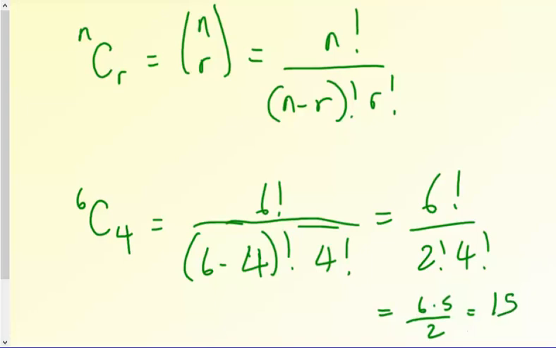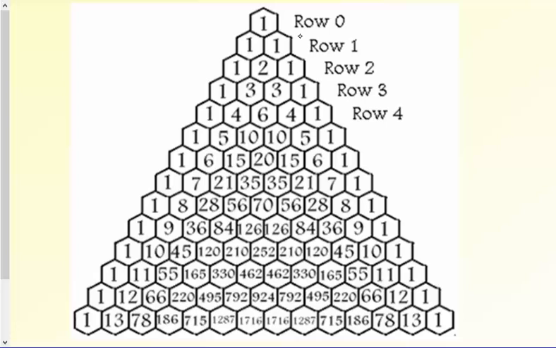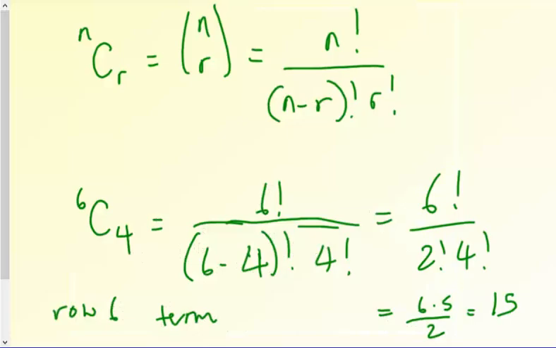Now in terms of our Pascal's triangle, that is row 6 and then the term 4. Let's have a look. Row 6, so 0, 1, 2, 3, 4, 5, 6, so it's this row, and term 4, so that's 0, 1, 2, 3, 4. It should be the number 15, which is what we got there. So what you do need to do now is get a little bit of practice of calculating with combinations.